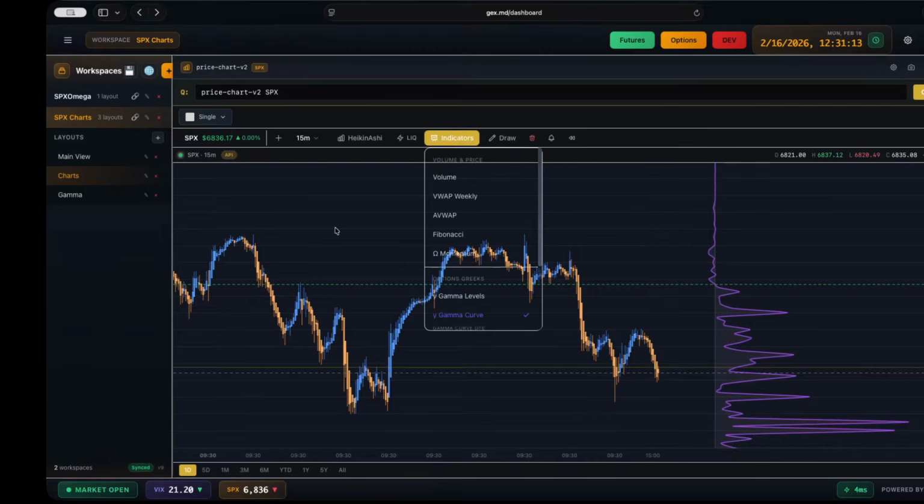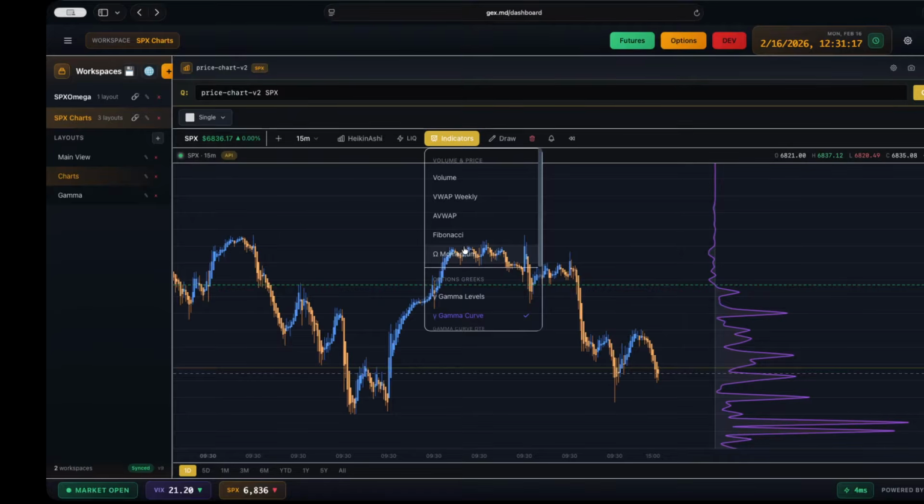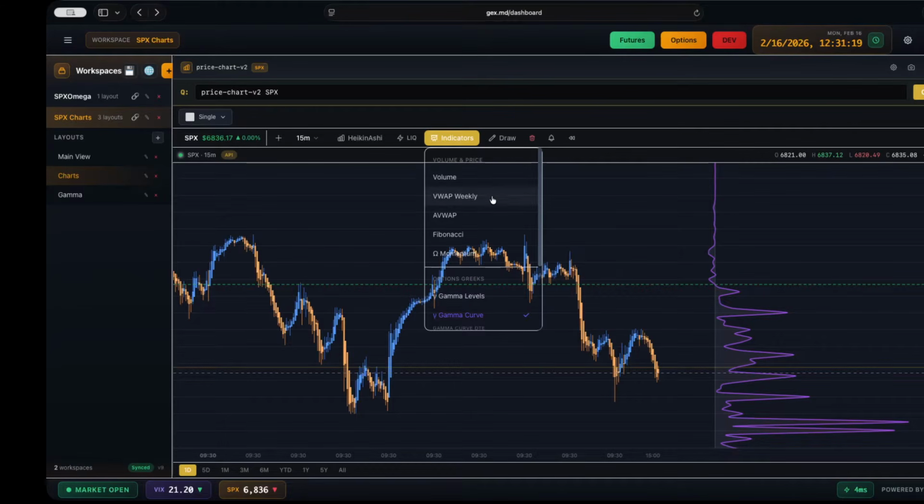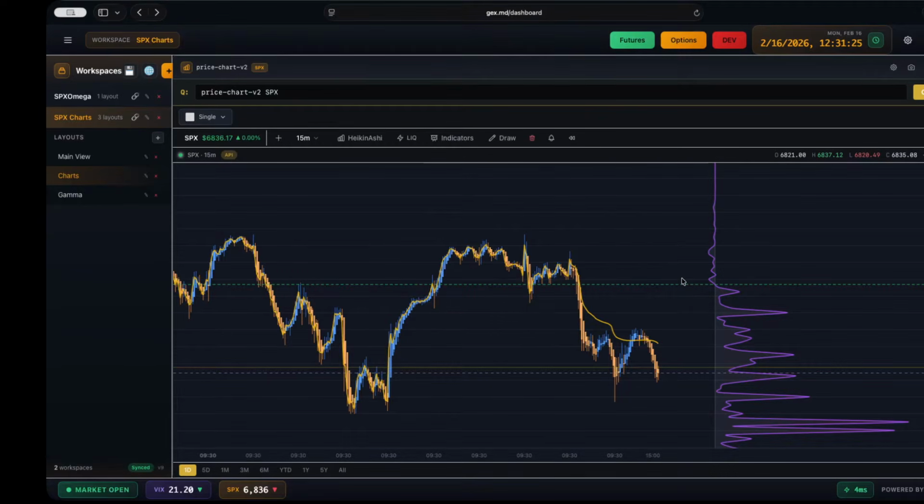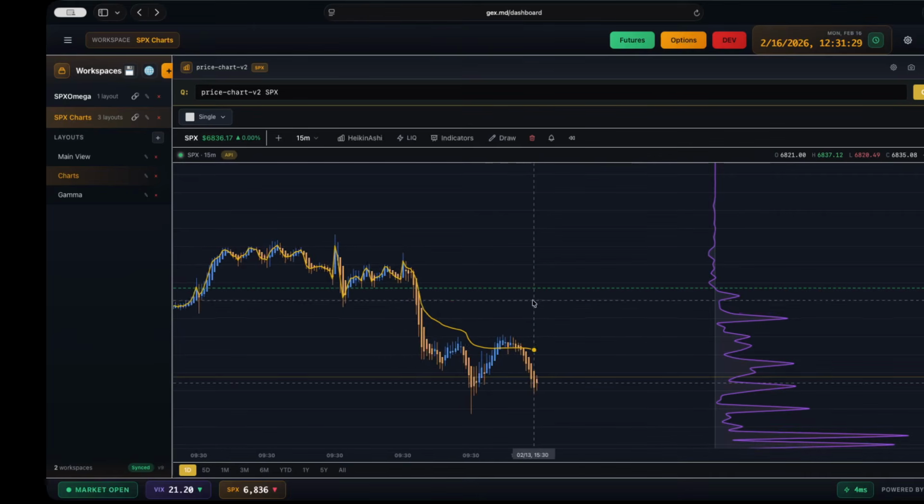Then the next step, I'm going to the indicators. And then you can do a few things here. You can get the weekly VWAP right there. Many people try to find out how you make a VWAP on SPX. Well, no worry about it. It's done. So this is the VWAP for SPX.